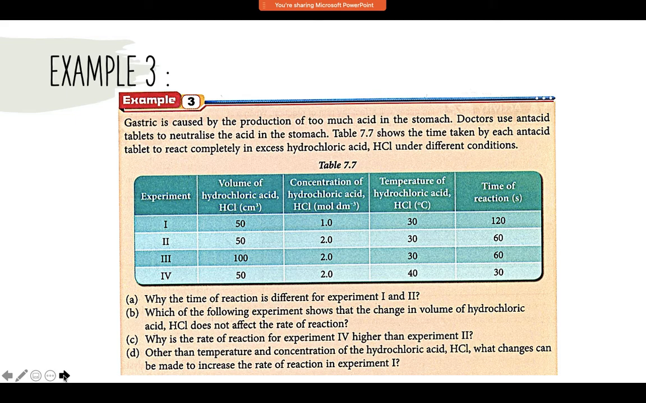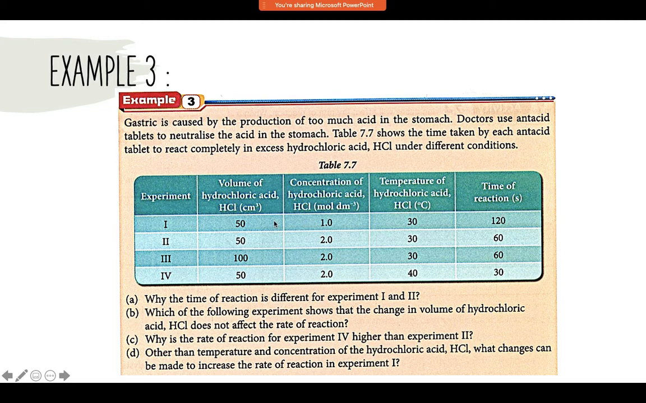Okay, next is example 3. Gastric is caused by the production of too much acid in the stomach. So doctors use antacid tablet. So dalam antacid tablet ni dia ada antacid tablet reacts completely in excess hydrochloric acid under different condition. Oh, antacid tu akan react dengan hydrochloric acid in our stomach lah. HCl ni dalam gastric juice. Tapi in different condition. So untuk eksperimen 1 kita buat 50 cm3 with 1.0 mol per dm cube. Temperature 30, time of reaction is 120 second, barulah complete reaction.